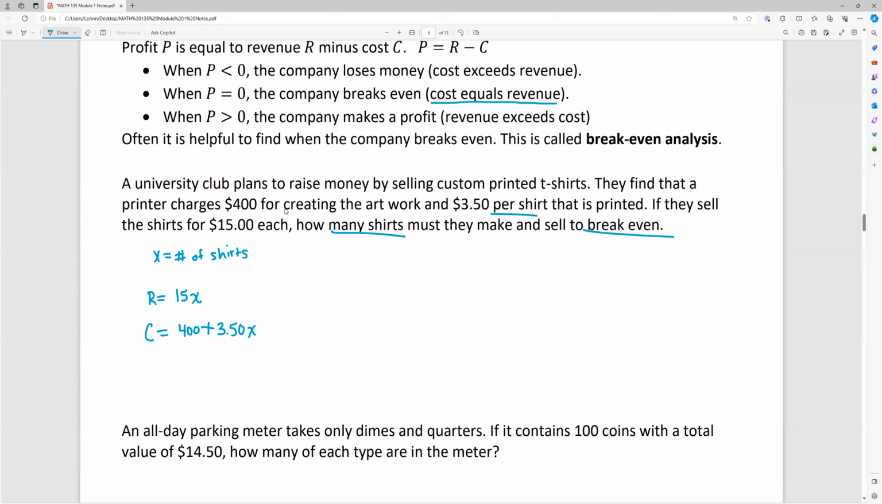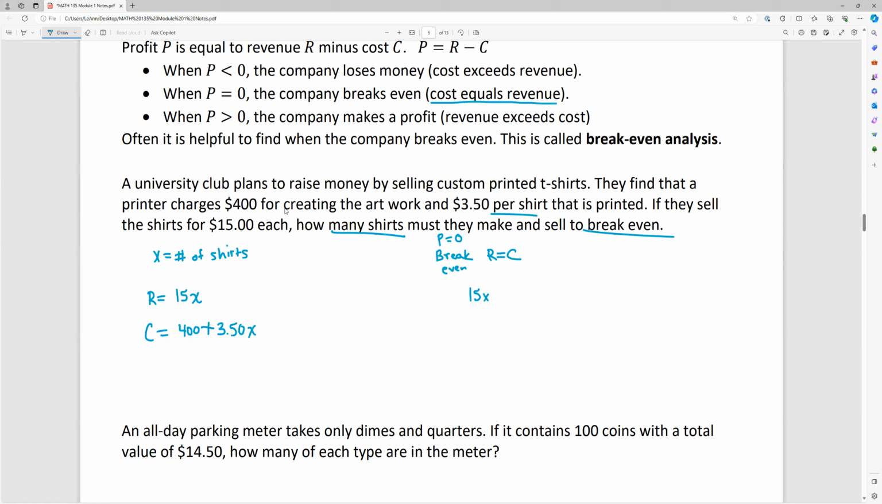So when we break even, we set our revenue equal to our costs. And that's because when you break even, that's when P is equal to 0. So if you look up here, if P is 0, you would add C over and you get revenue and cost are equal. Okay. So we're going to write this out.